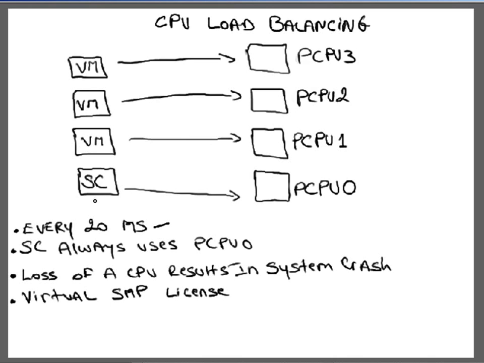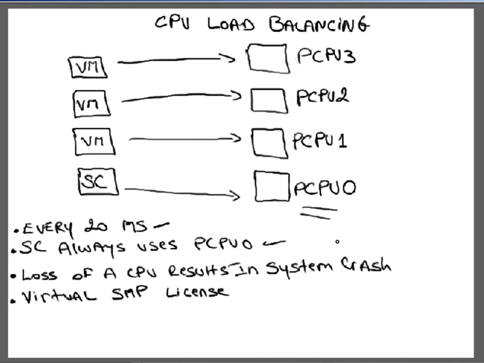The service console is always scheduled on CPU 0, on physical CPU 0. The service console is not one of those CPUs that the VM kernel can move to another physical CPU. It always has to run on pCPU 0.